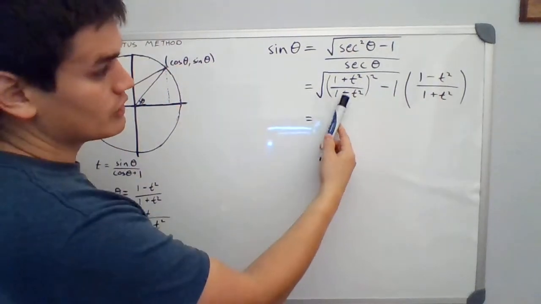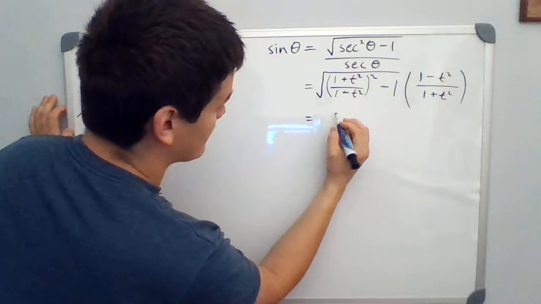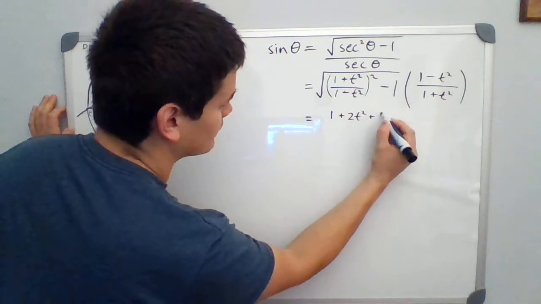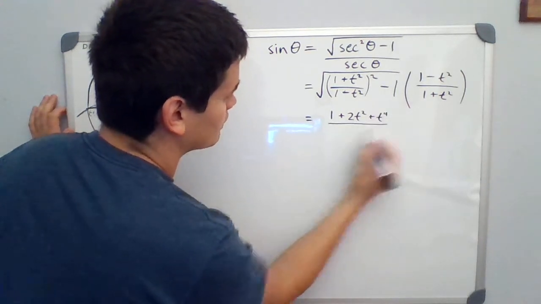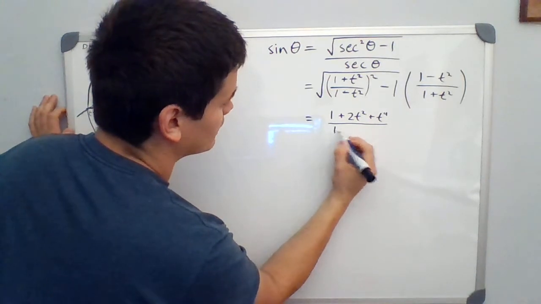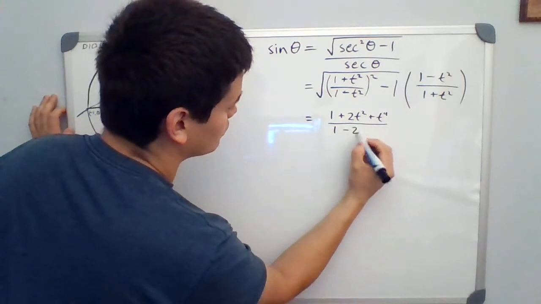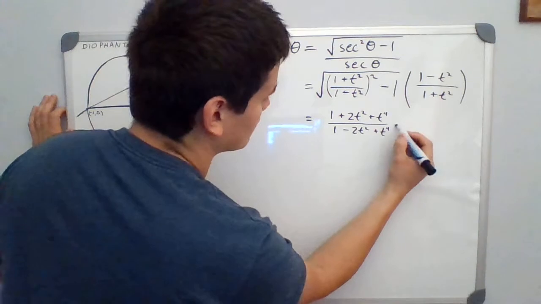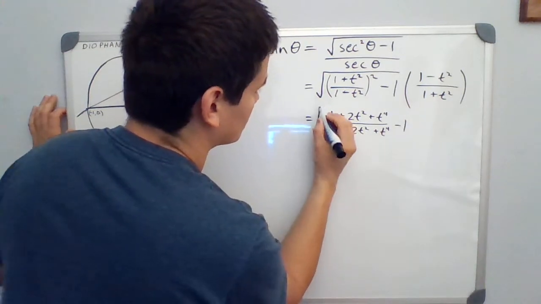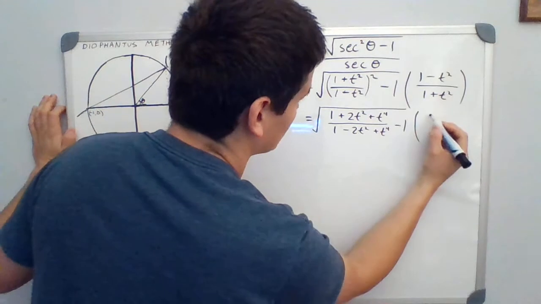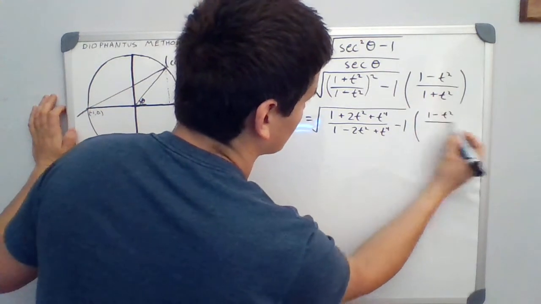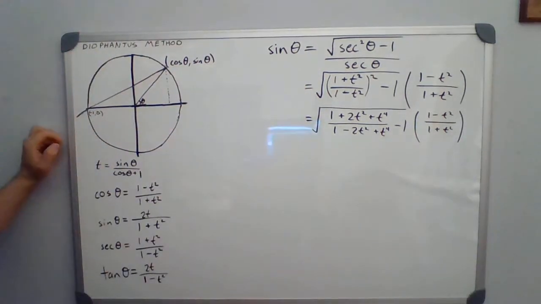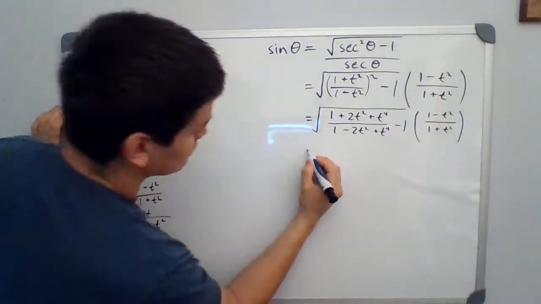Alright, so for here, I'm just going to square that term on the inside of the radicand. It's going to be 1 plus 2t squared plus t to the 4th divided by 1 minus 2t squared plus t to the 4th, minus 1, taking the square root of that, and I'm still multiplying it all by 1 minus t squared divided by 1 plus t squared. Okay, so from here I'm going to want to factor the top and the bottom.